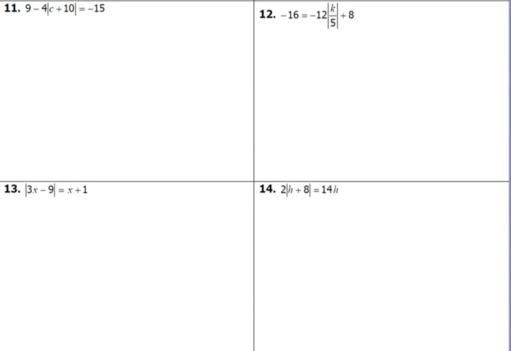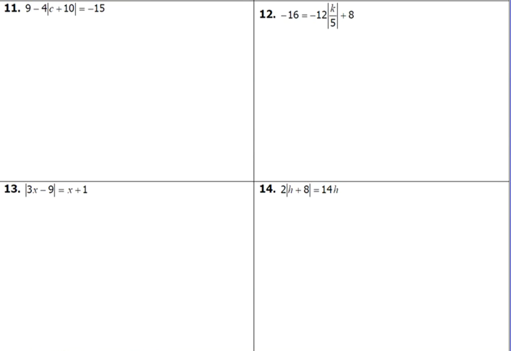Number 11, we need to start by isolating the absolute value expression. I think I mentioned this on Friday, but I will reiterate it. Do not combine the 9 minus the 4. That is not your first step to do 9 minus 4 right there, because the 4 is being multiplied by the absolute value expression.